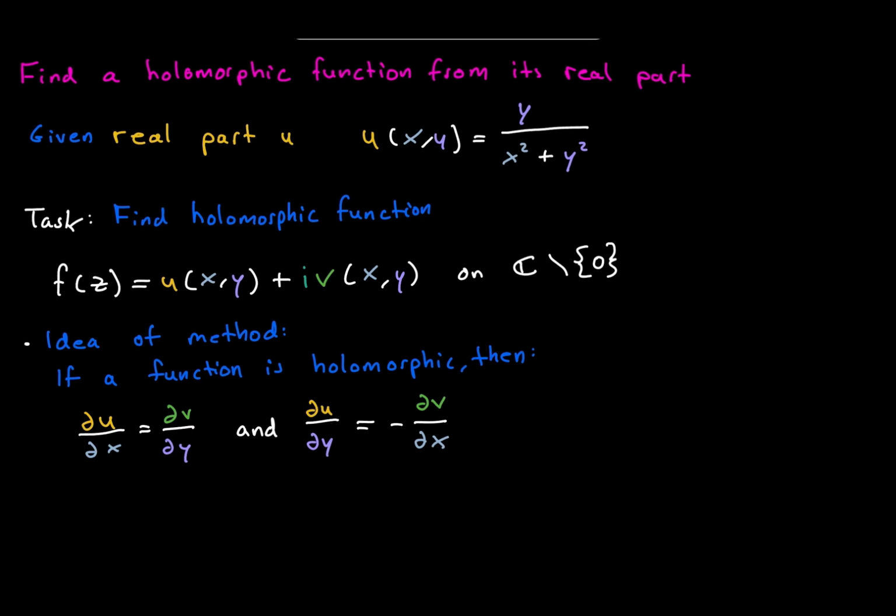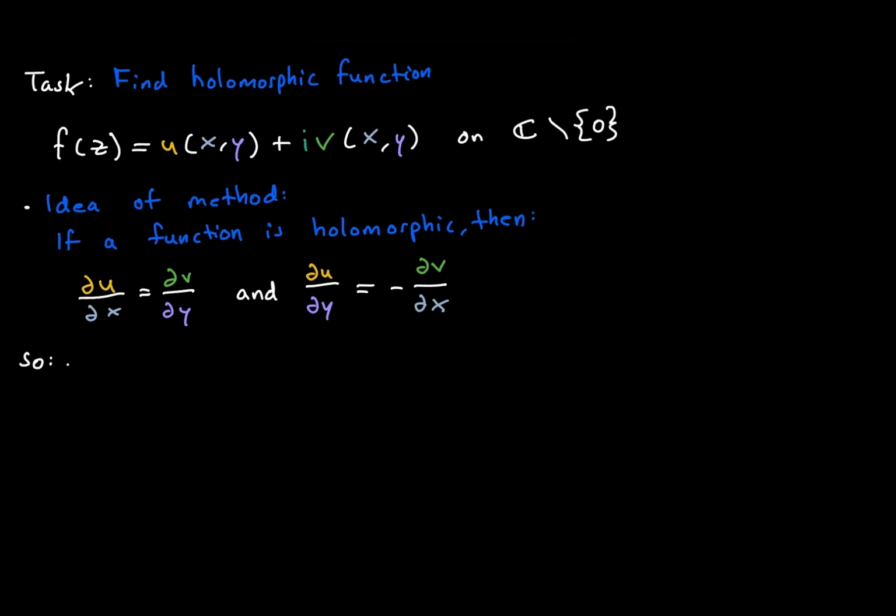If a function is holomorphic, then its real and imaginary parts satisfy the Cauchy-Riemann equations. That means u sub x equals v sub y and u sub y equals minus v sub x. So our plan is simple. First, compute the partial derivatives of u, then use the Cauchy-Riemann equations to recover v.